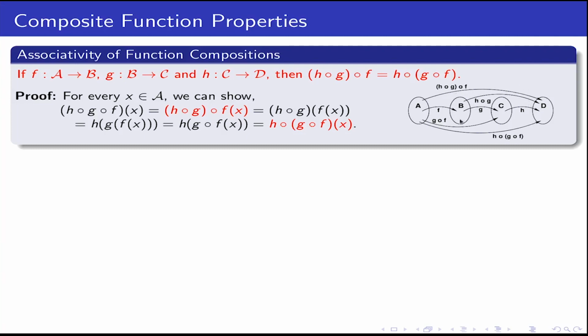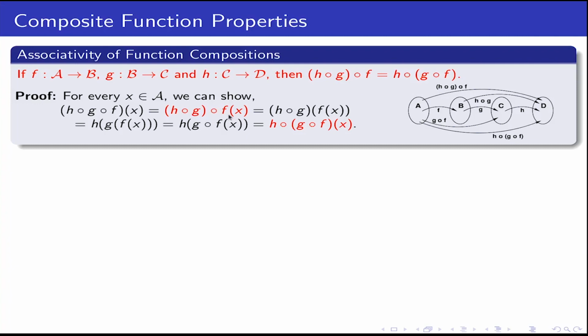to D. And when you say H composed with the composed G∘F function, first you do the composed G∘F(x) and then you do the H of that. So therefore it is also from A to D. So these two functions have the same domain A and the same codomain D. So one part of the proof is done.